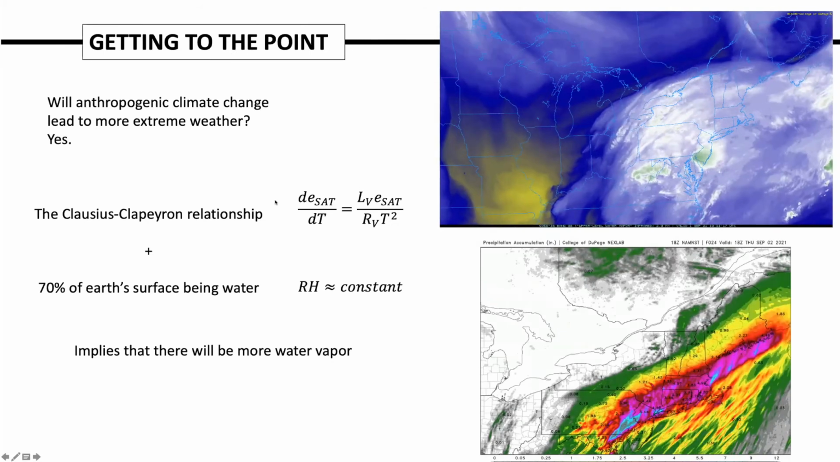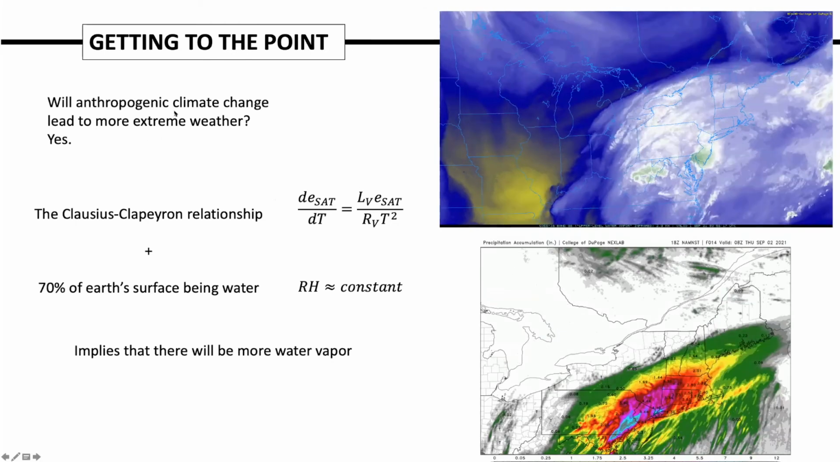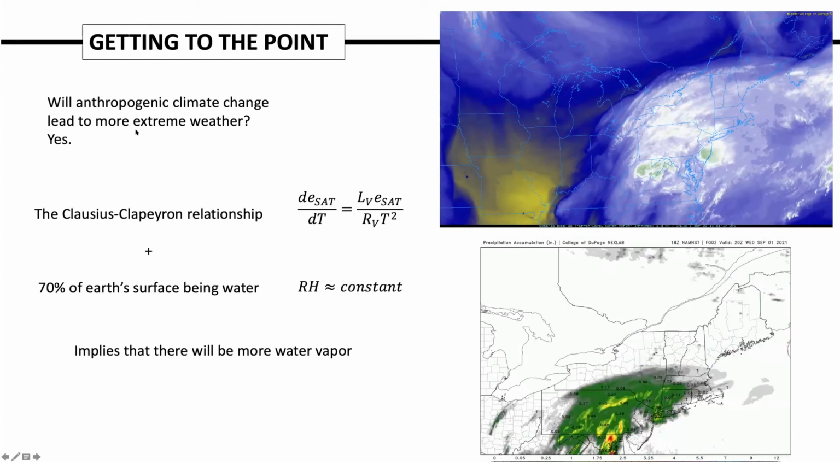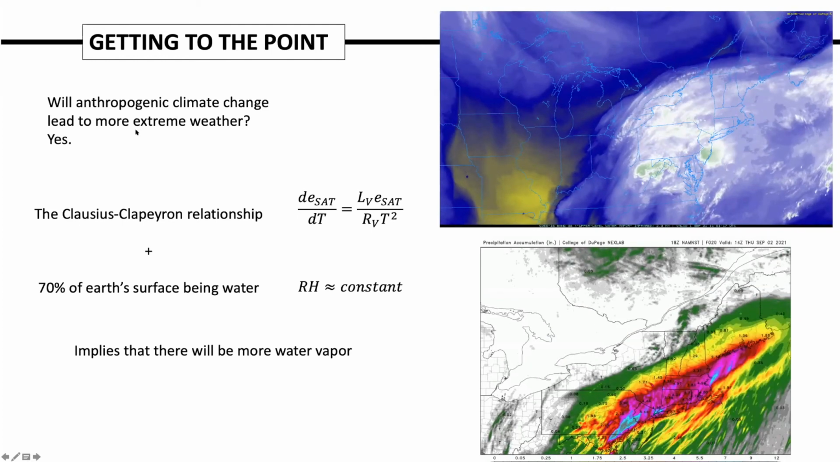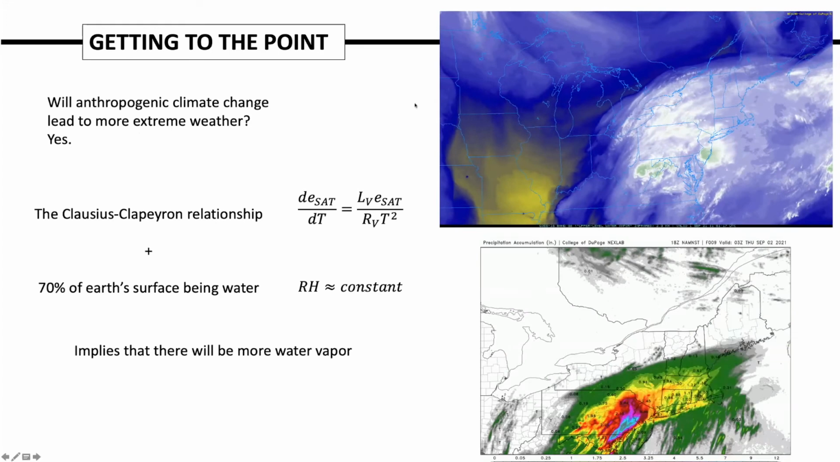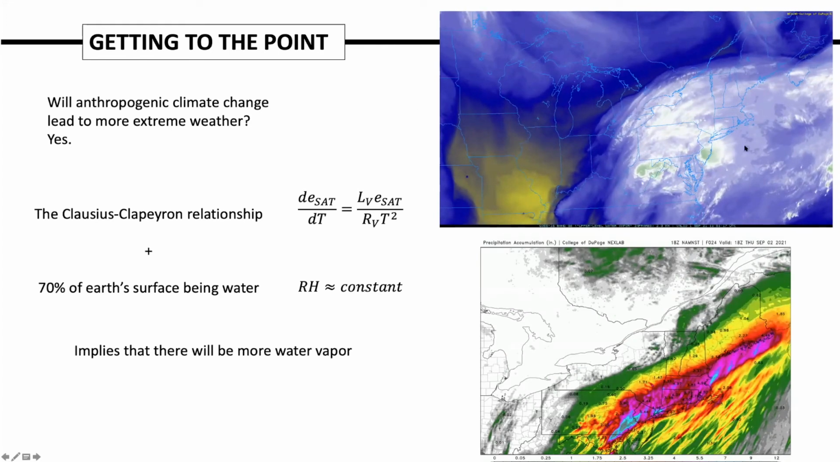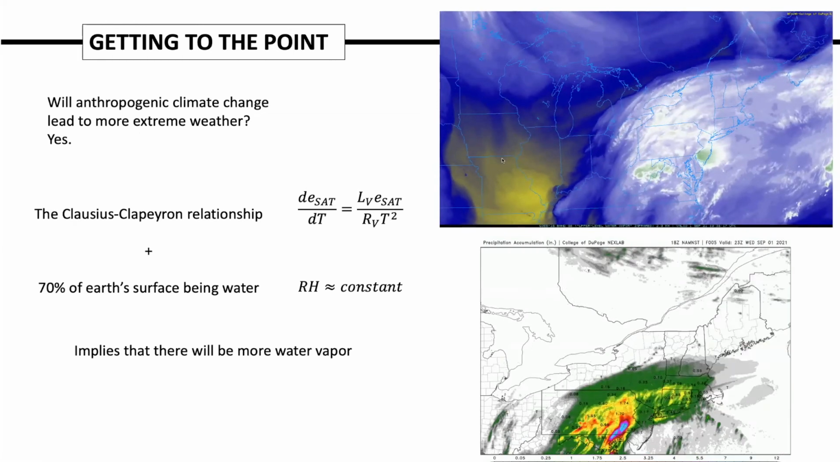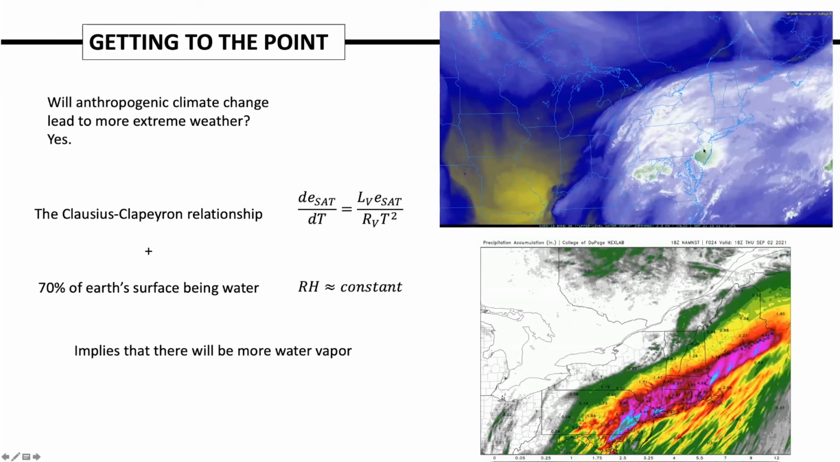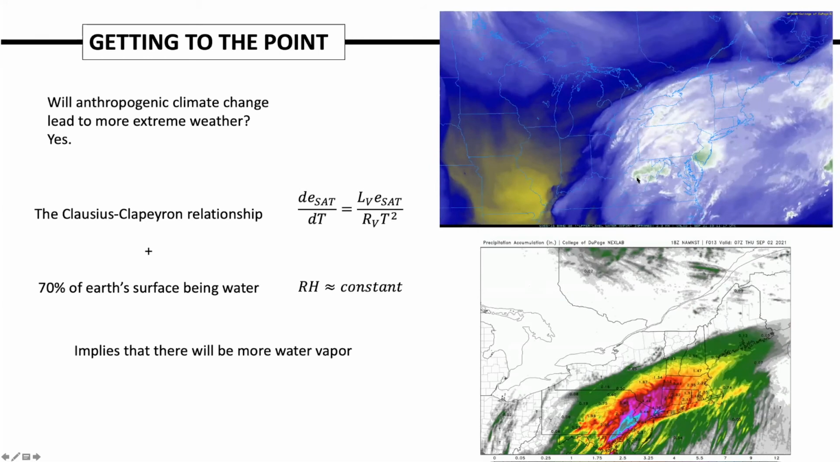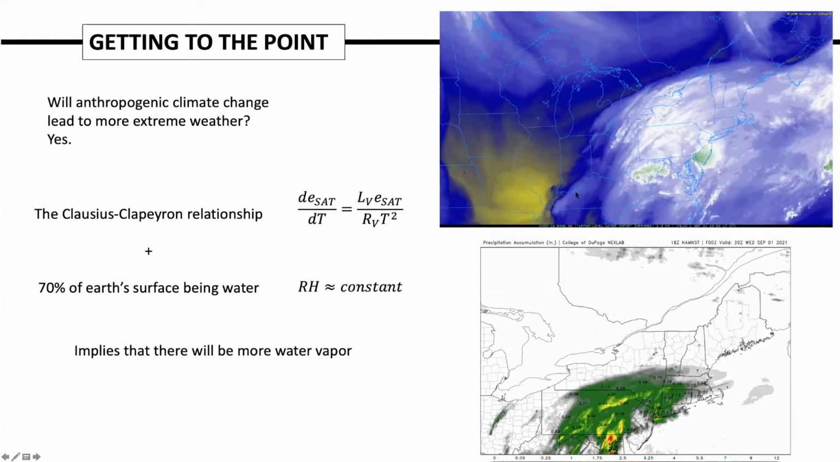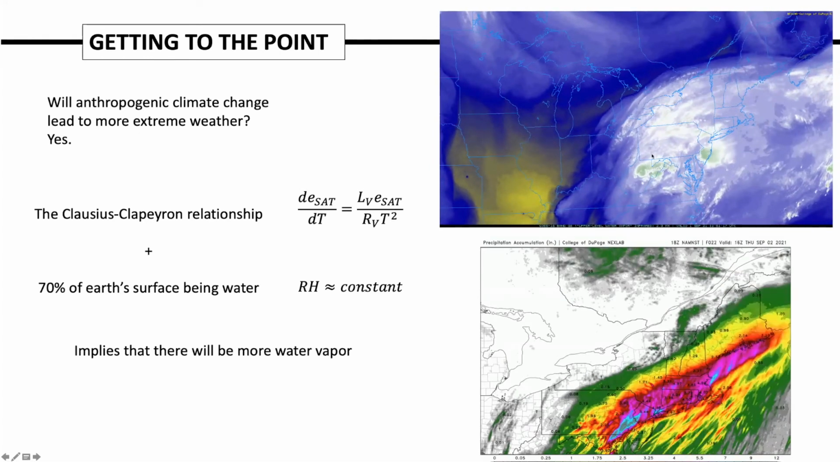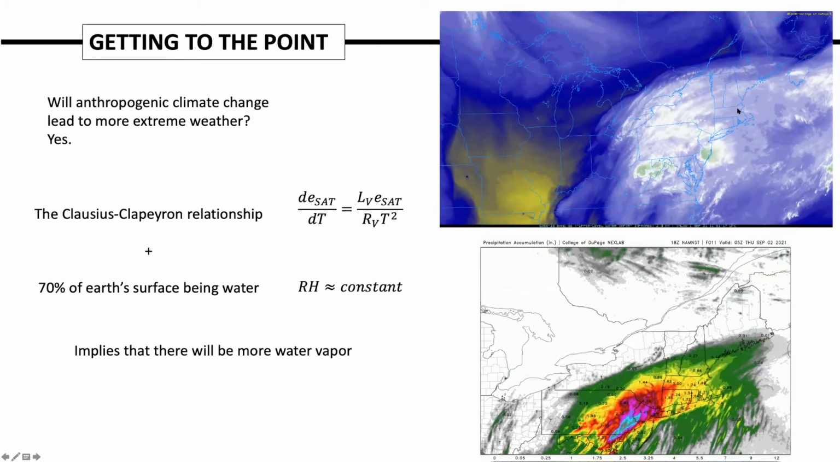Getting right to the point, will anthropogenic climate change lead to more extreme weather? Yes. And if we want, we can take as a case study the flooding in the Northeast US that occurred on August 31st. In this image up here, we're looking at the water vapor imagery from satellite, and it's just emphasizing a huge amount of water vapor moving poleward.